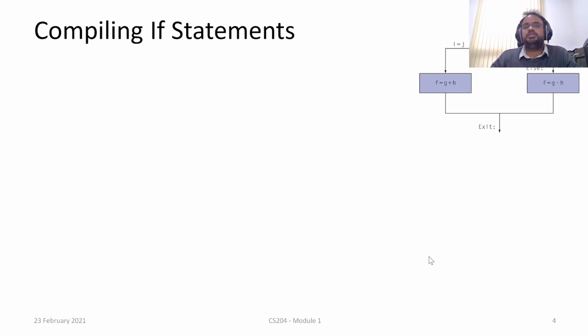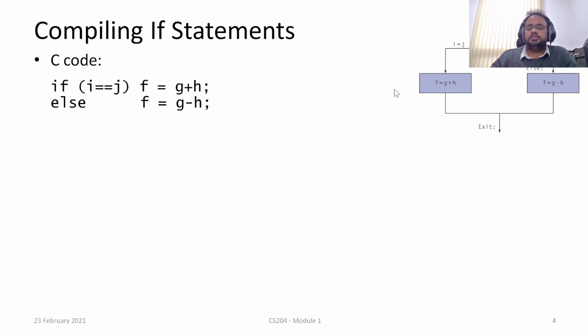Now let's go back to the previous example that we saw, where we wanted to compare two values i and j, and based on the outcome of this comparison we wanted to perform either an addition of g and h or subtraction g minus h and assign it to f. The C code would look something like this. It's a simple if else statement. If i equals j, then f equals g plus h, else f equals g minus h. When do we go to the else? Only when i is not equal to j. It's a pretty straightforward thing that most of you are already used to now.